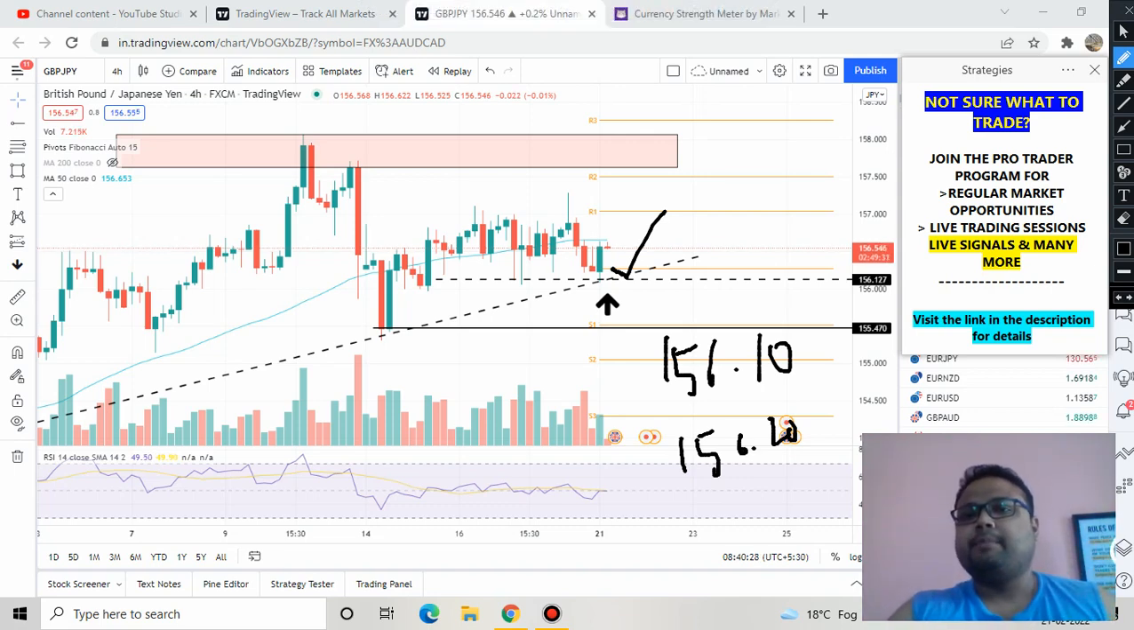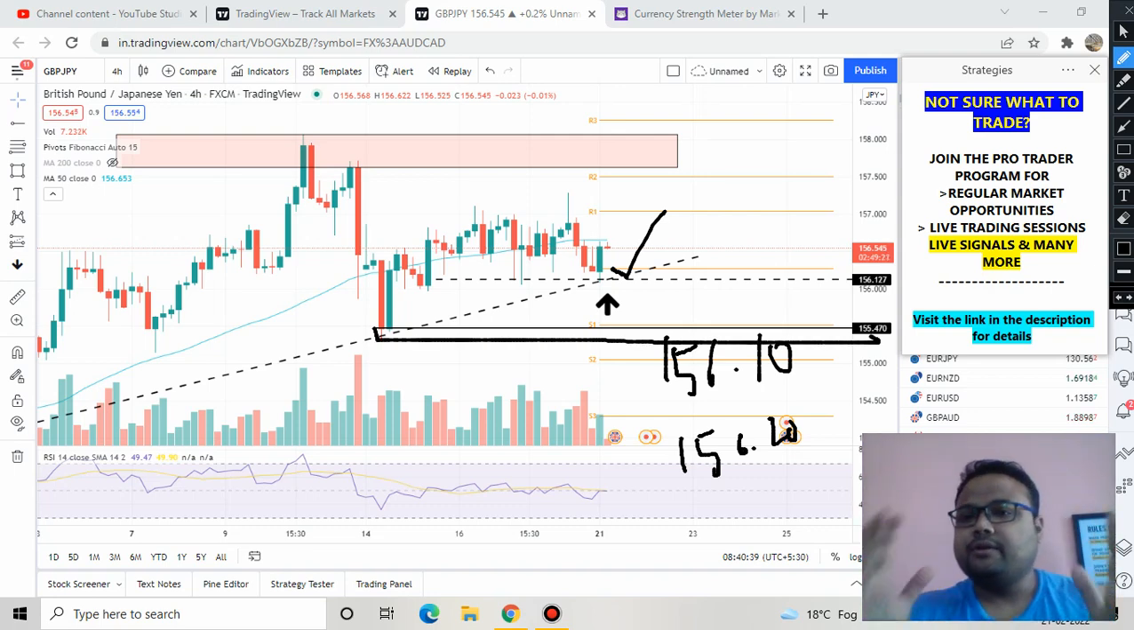And apart from this level, we have 155.40 to 155.50 as the next good support for the market. 155.50 to 155.40 is a support zone in the market. The next good support zone.